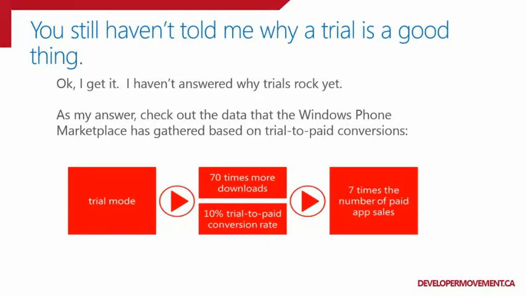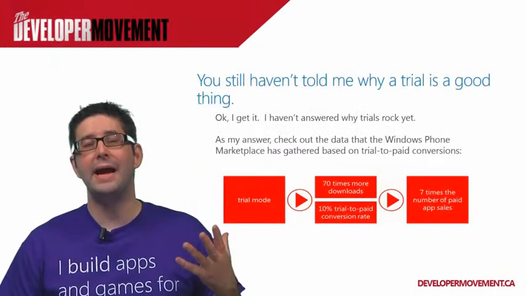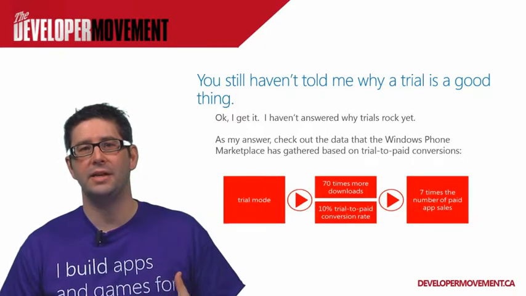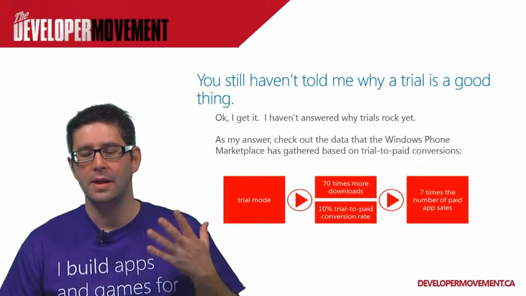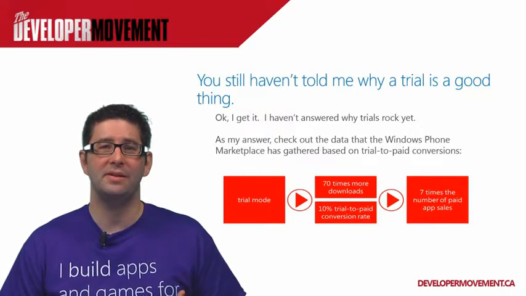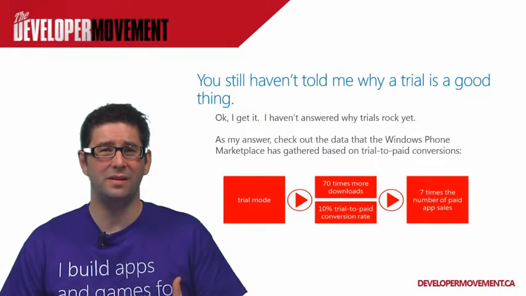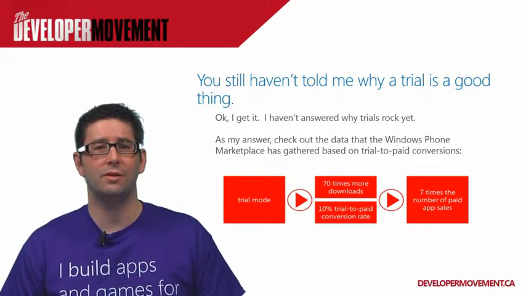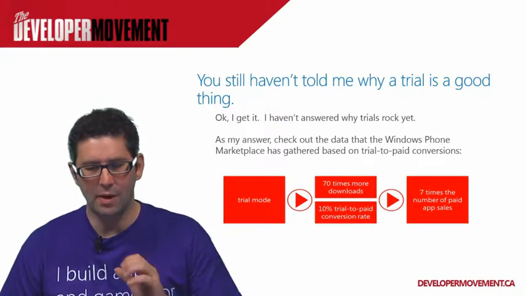So basically what this means is that if you add a trial to your application and build it in, with .isTrial for example, you get 7 times the number of paid apps than you would otherwise. That's materially significant, right? So think about that. That's why you should build a trial into your application. So that's all well and good.